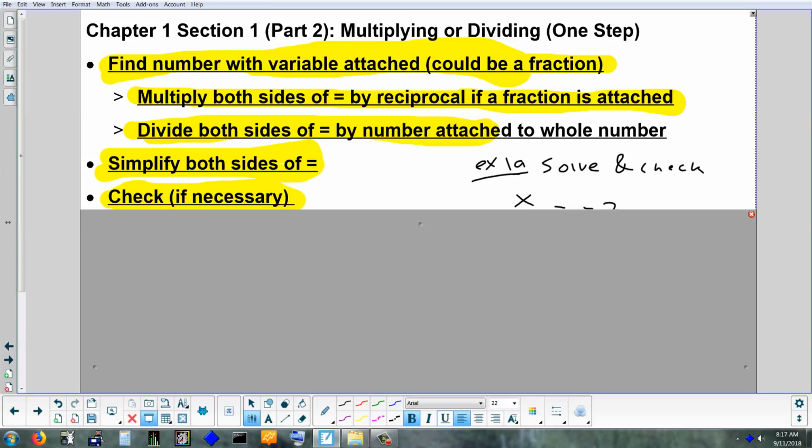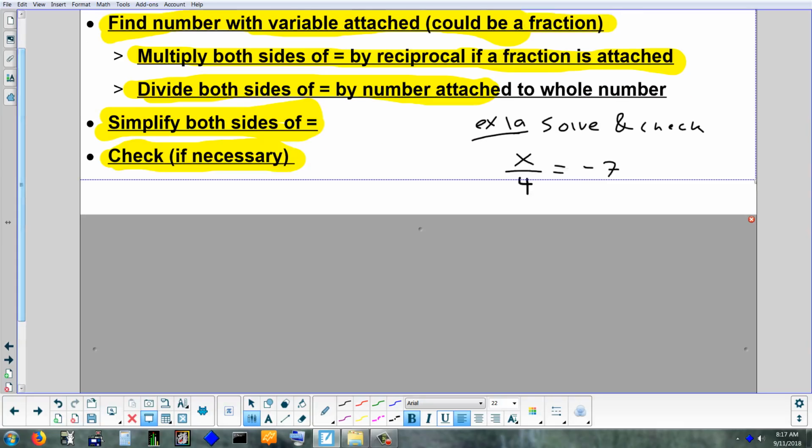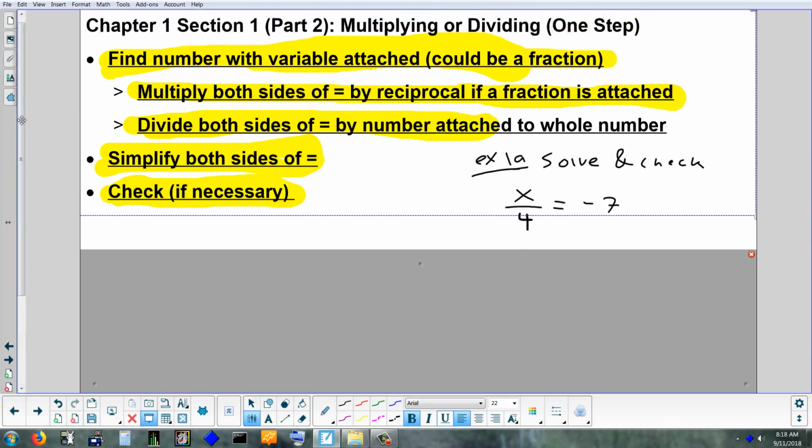Alright, let me scroll down a little bit here. So to the right of the steps on your guided notes, you had a little space for example 1A. I'm going to scroll up just a little bit so we can see the steps. Matt, what's the first step up here?